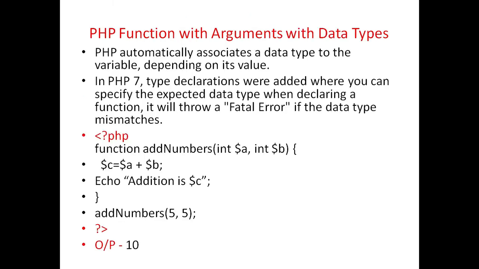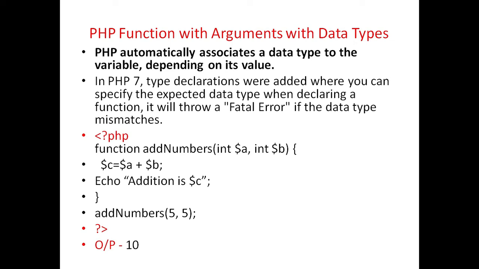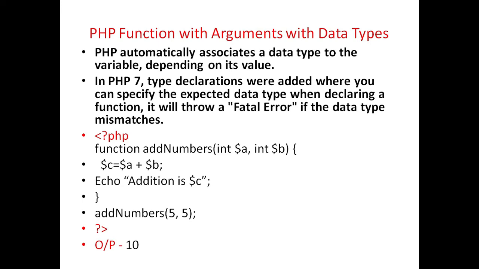Next is PHP function with arguments and with data types. PHP automatically associates a data type to the variable depending on its value. In PHP 7, type declarations were added with the function where you can specify the expected data type while declaring the function. It will throw a fatal error if the data type mismatch.